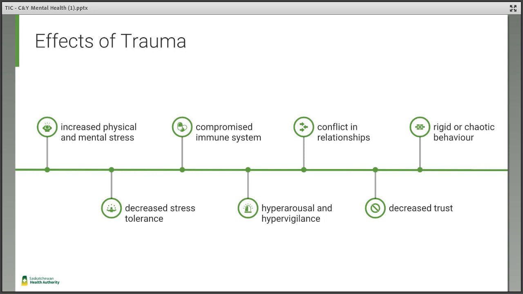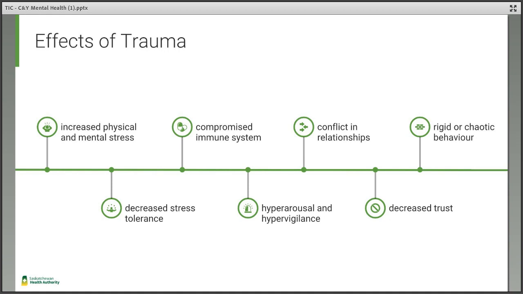And so when we think about the effects of trauma, we see, of course, increased types of stress, physically and mentally. That can look like a variety of things. One of the most interesting things is that the research is evolving to talk about the impact of chronic stress on the immune system. People may find their immune system is compromised, and they may then be more susceptible to a variety of illnesses because of that. People may have a generally decreased stress tolerance, where it doesn't seem to take much to send them into that state of distress.